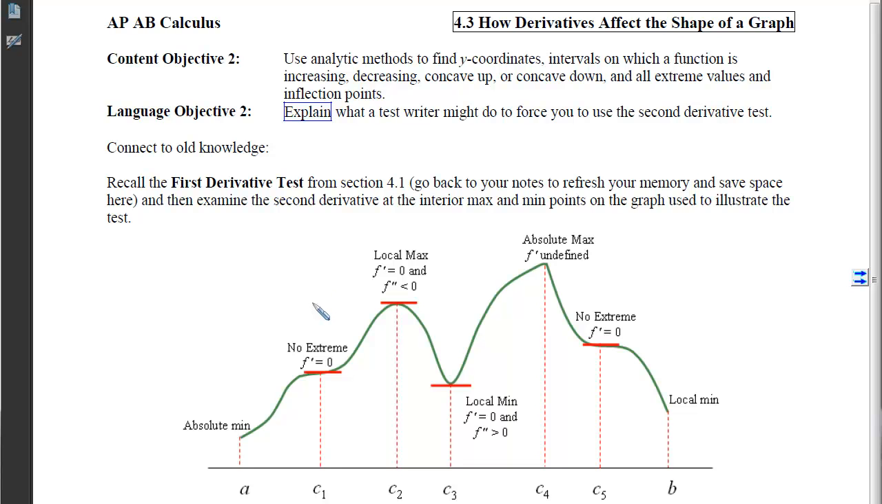Before we get into this, we're going to connect to our old knowledge, and we're going to recall that old first derivative test from section 4.1. If you don't remember that, go back and read it. It's in section 4.1. And then we're going to examine the second derivative at those interior max and min points to see if we can illustrate this test.